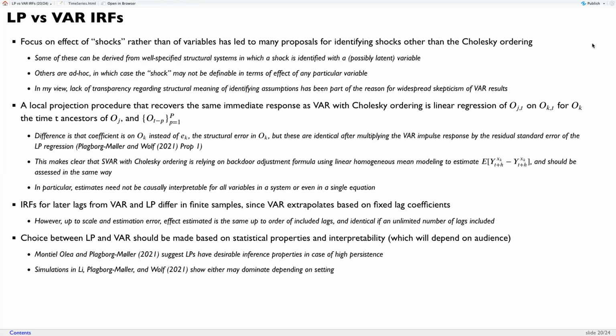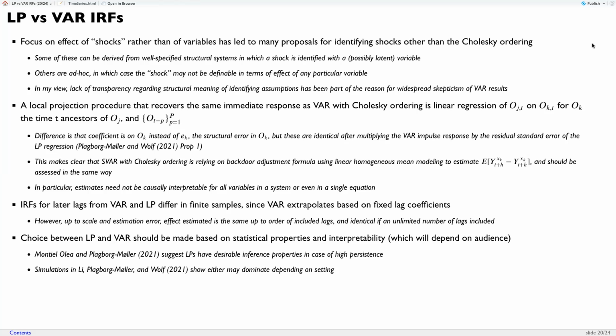So it's fully equivalent to local projection. If you just include in the local projection, so your linear regression of O_jt, all the causal ancestors of O_jt contemporaneously, plus all the lags. The difference is that you get coefficients on the actual variables rather than the shocks, but those are identical if you multiply the value by the residual standard error of the local projection so that it's in units of the actual variable. This is basically just that VAR with Cholesky ordering is just backdoor adjustment with a linear homogeneous mean model.